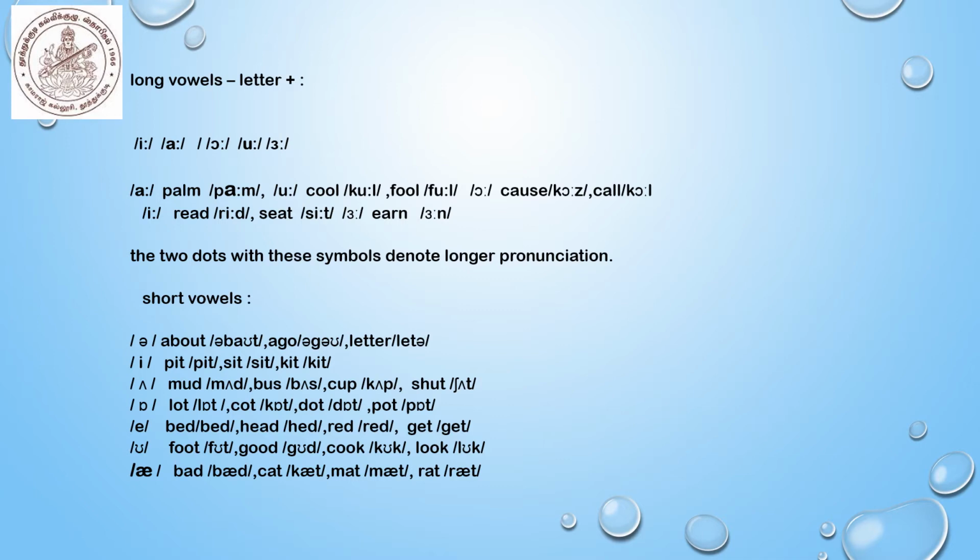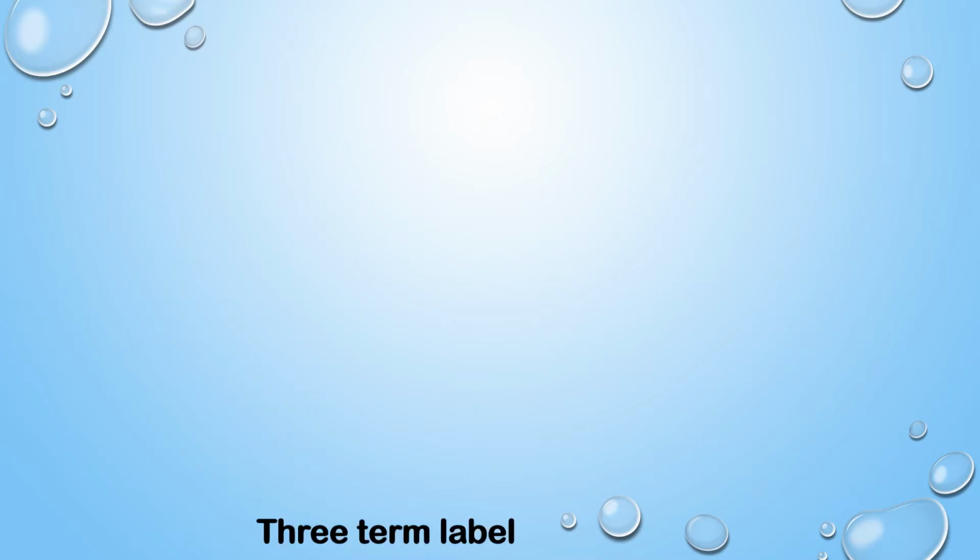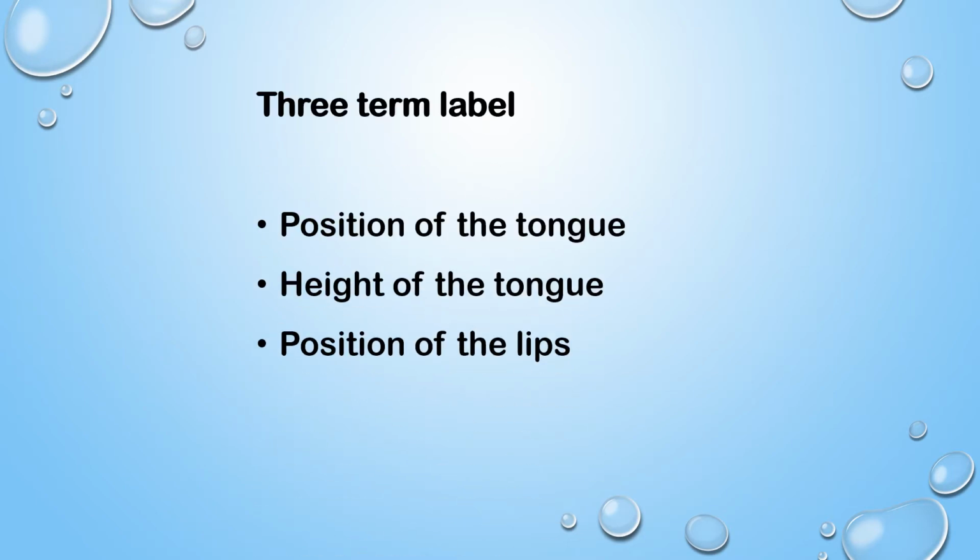That is, the letter or the phoneme, you shouldn't call it a letter. The phoneme plus a colon denotes that it is a long vowel sound. The two dots denote longer pronunciation. So in English, we have totally 5 long vowel sounds and the remaining 7 are short vowel sounds. These sounds are further categorized into a three-term label. What do you mean by three-term label?